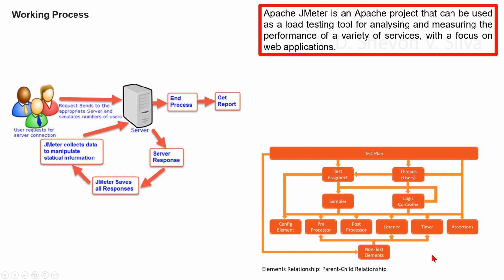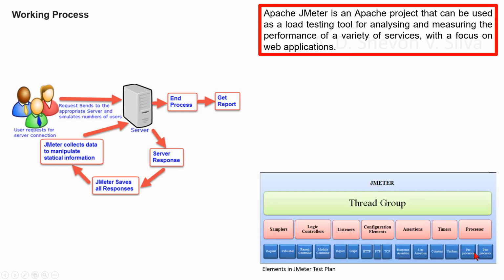This is another way of looking at the parent-child relationship. Now here you can see the elements in a JMeter test plan.